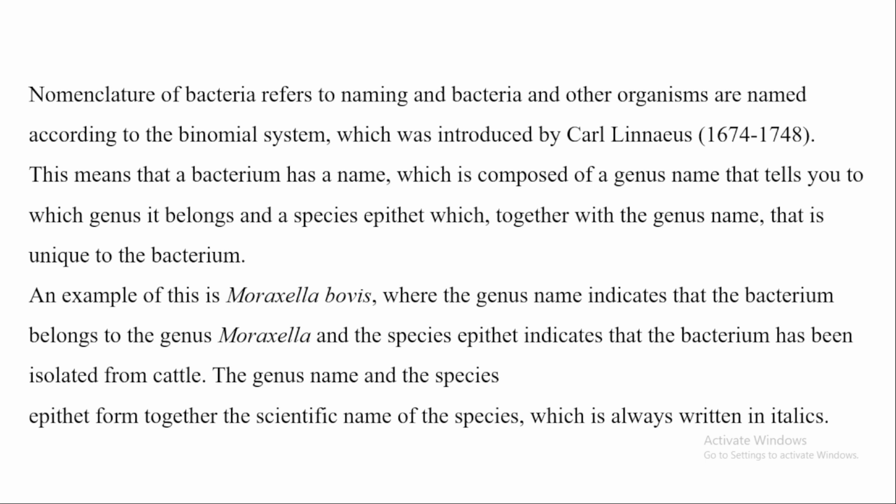So an example is Moraxella bovis. The genus name is Moraxella, so it belongs to the Moraxella genus. Bovis is the species name. It indicates that the bacteria has been isolated from cattle. You know, bovine is a term used for cattle, mainly pigs and all. So bovis comes from the word bovine, and it shows that this particular species is isolated from cattle. And it is always written in italics.